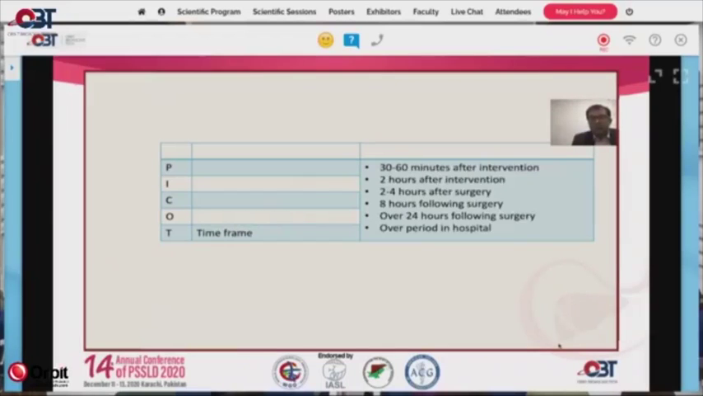And T is the time frame. When are we looking for? 30 to 60 minutes, 2 hours, 2 to 4 hours. When are we expecting a response?